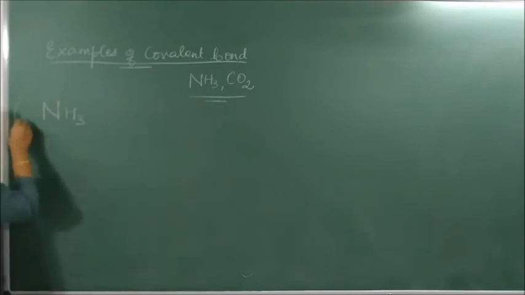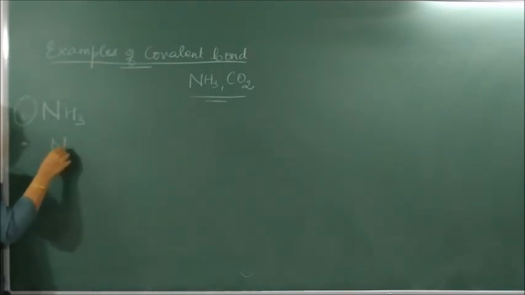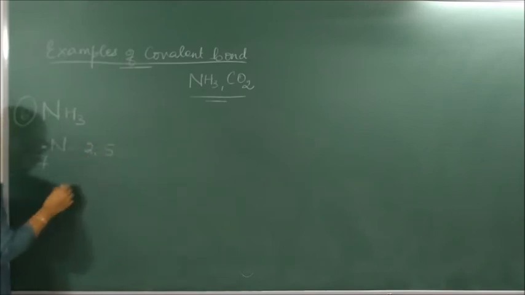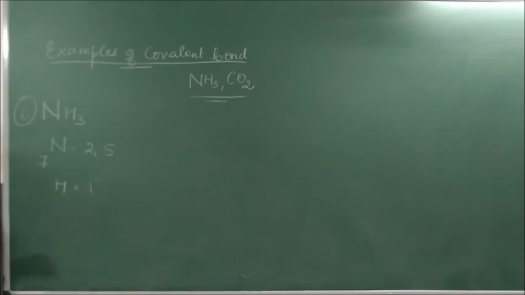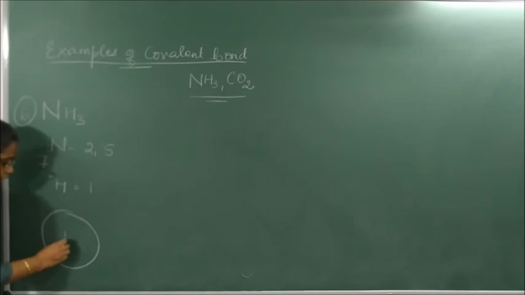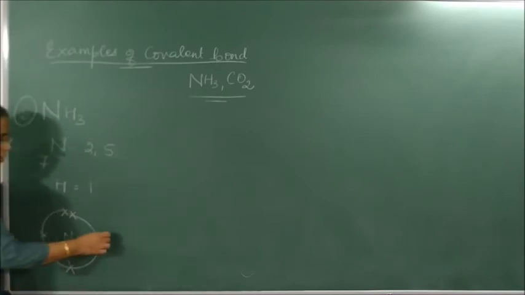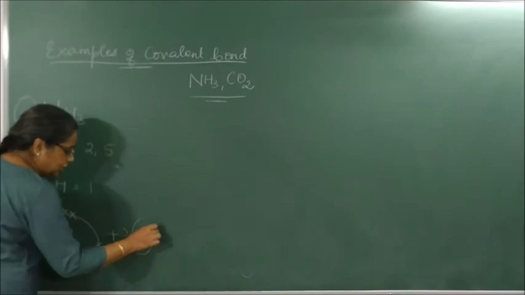So 6th is NH3. N is 7. It has 2, 5. Hydrogen is 1. You know hydrogen can only have sharing of 1 electron. So we will draw nitrogen. This is our nitrogen. 1, 2. It requires 3, 4 and 5. Why did I separate it like this? Because while pairing with hydrogen, only 1 electron can be shared. Plus how many hydrogen? 3 hydrogen.